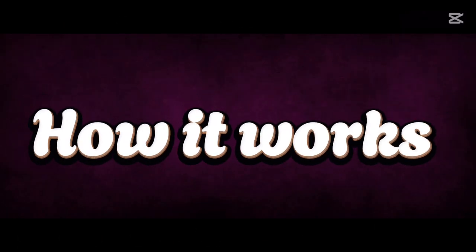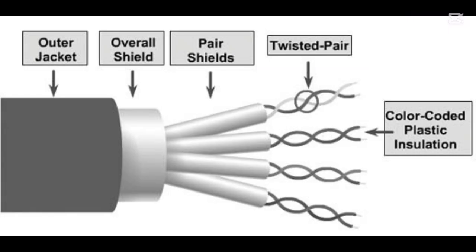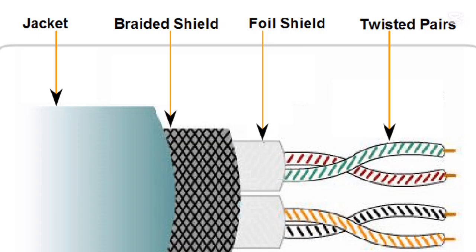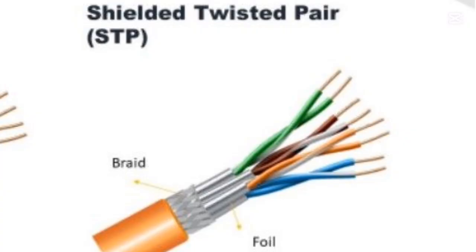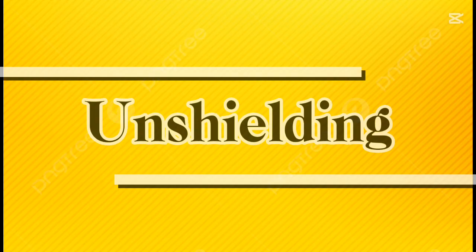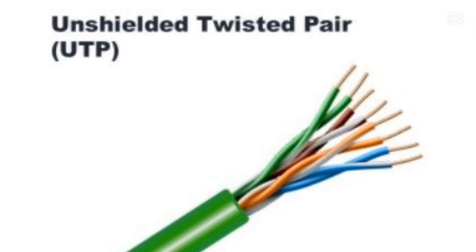How it works. Twisting. The wires are twisted together to minimize electromagnetic interference from external sources and from the other wire in the pair. This twisting helps to cancel out noise and maintain signal integrity. Pairs. Twisted pair cables typically contain multiple pairs of twisted wires, allowing for simultaneous transmission of multiple signals. Shielding. In shielded twisted pair, STP, an additional layer of foil or braid shielding is added around the twisted pairs to further reduce interference. Unshielded twisted pair, UTP, lacks this shielding.